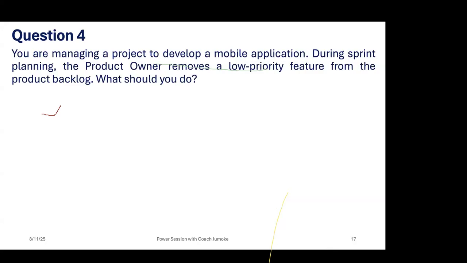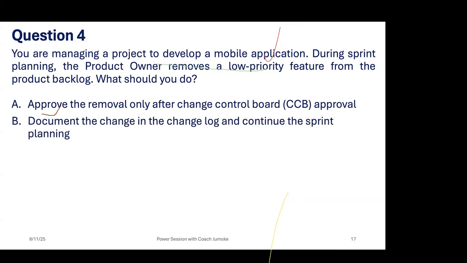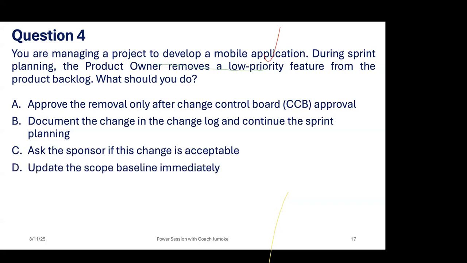Question 4. You are managing a project to develop a mobile application. During sprint planning, the product owner removes a low priority feature from the product backlog. What would you do? You are managing, he removes it. Okay, A, approve the removal only after change control board approval. B, document the change in the change log and continue the sprint planning. C, ask the sponsor if this change is acceptable. D, update the scope baseline immediately.